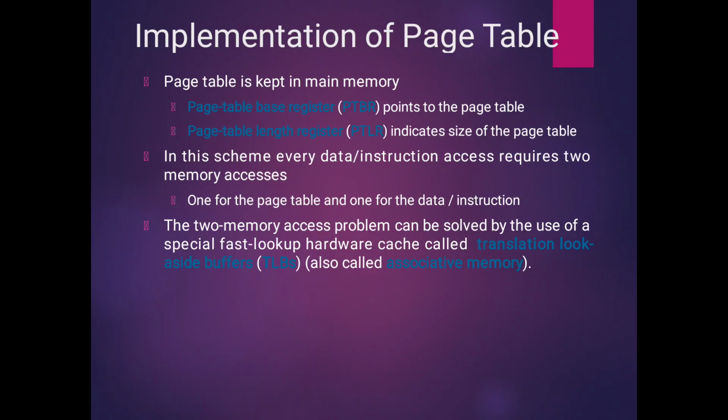So the implementation of the page table. The page table is kept in main memory. The page table base register points to the page table. The page table length register indicates the size of the page table. In this scheme, every data instruction access requires two memory accesses, one for the page table and one for the data instruction. The two memory access problem can be solved by the use of a specific fast lookup hardware cache called translation look-aside buffer. It is also called associative memory.